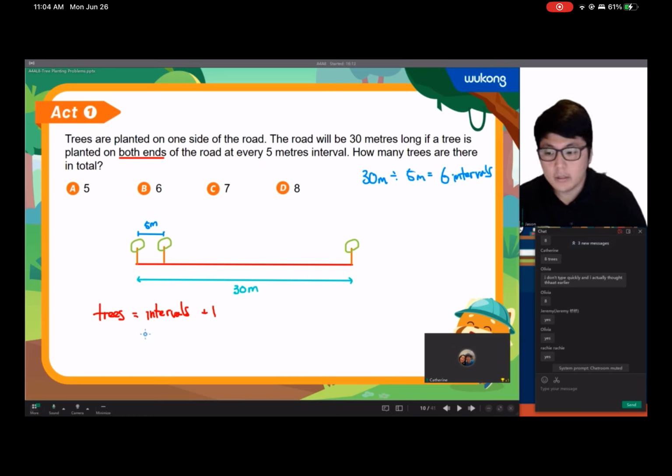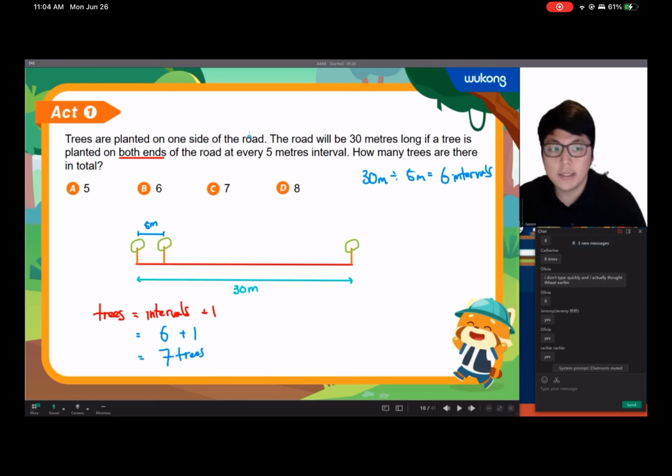Okay, so that means, oh, I see. Trees equals to now 6 plus 1, which equals to? 7. 7 trees. Perfect. Thank you, Catherine. Thank you very much. And so that is why the answer is C. Does that make sense, everybody?